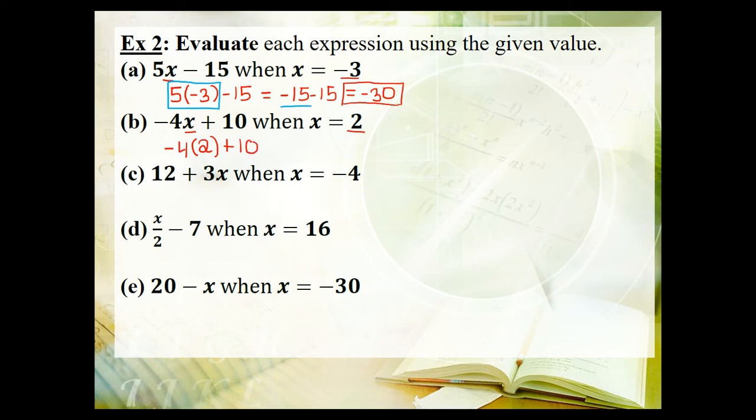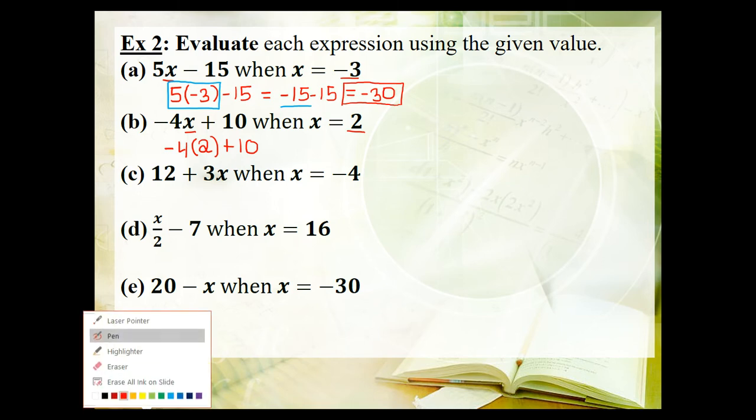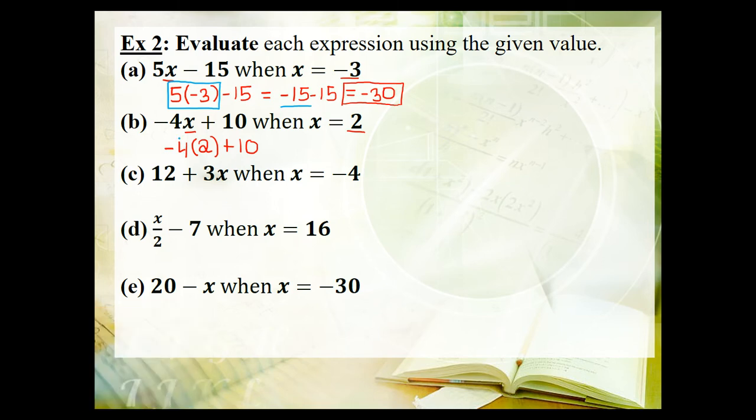-4 times 2 plus 10. All right. Order of operations is going to tell me you have to do the multiplication before the addition. So we're going to take care of this part first. So this would be equal to -4 times 2, which is -8, and then -8 plus 10.